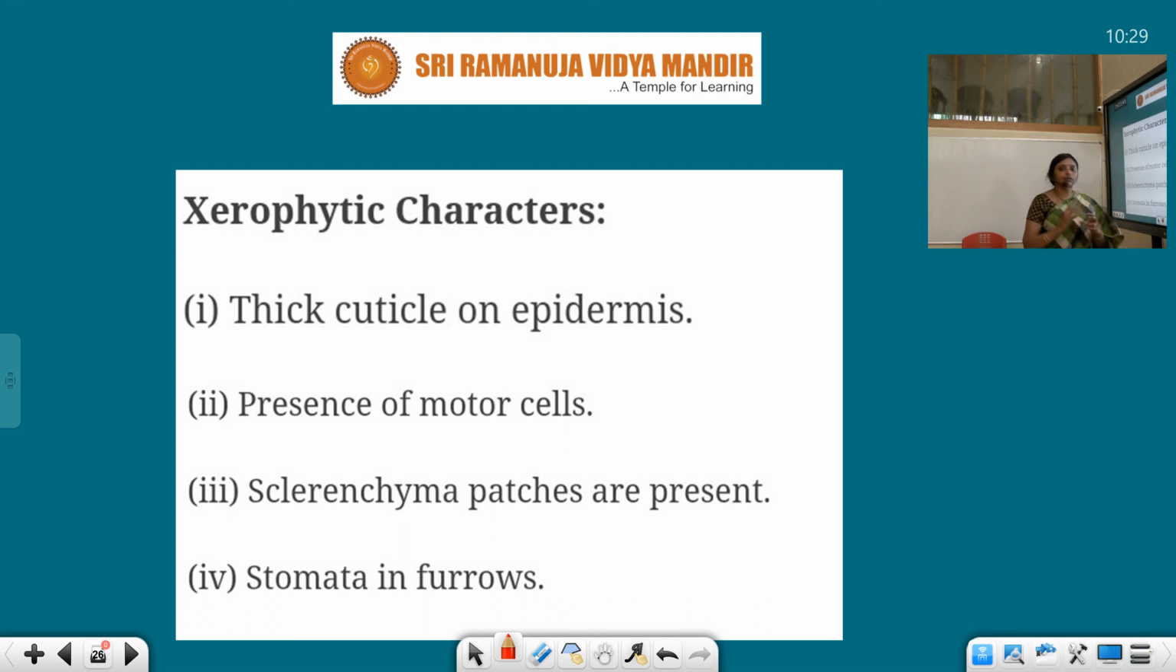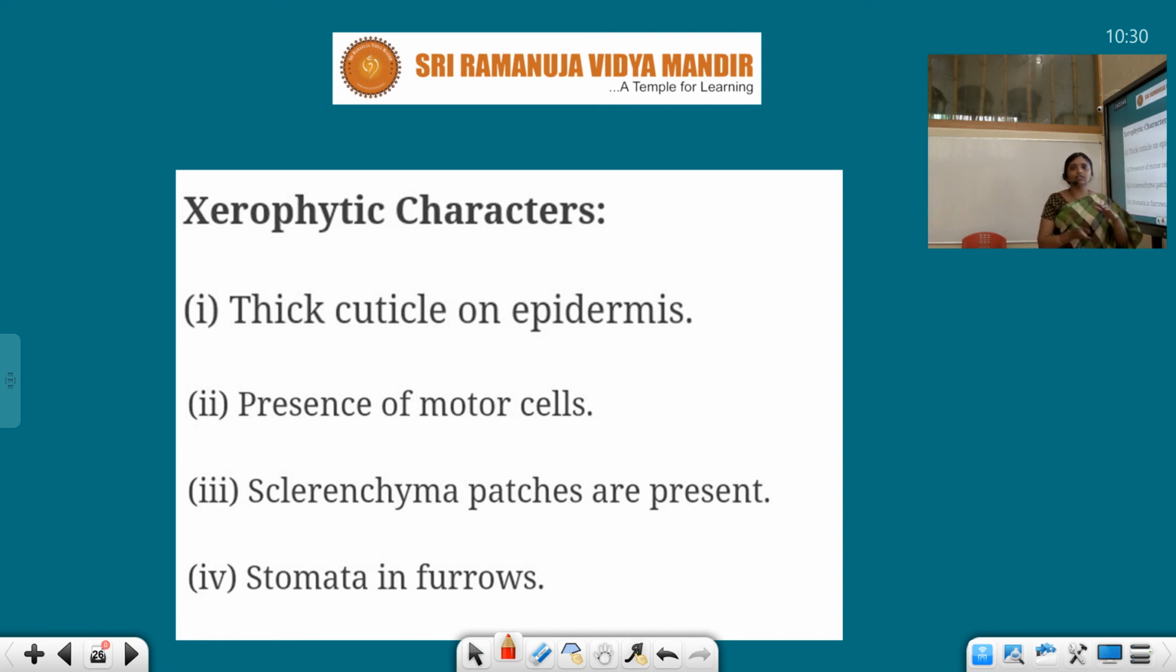And the next point is that sclerenchyma patches are present in the monocot leaf. The bundle sheath extensions are sclerenchymatous and go up to the epidermis, whereas in the dicot the extension is parenchymatous, which goes up to the epidermis. So these are a few differences between the monocot leaf and the dicot leaf. Otherwise, the structure is similar.